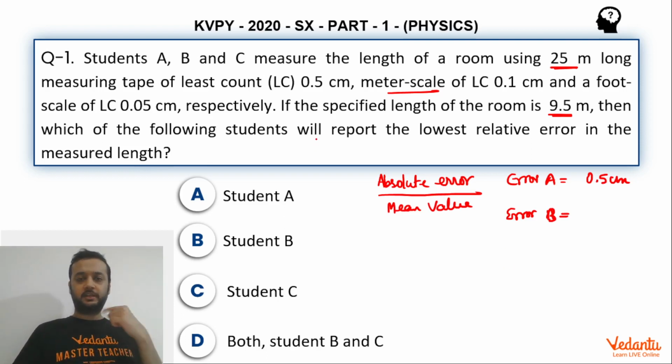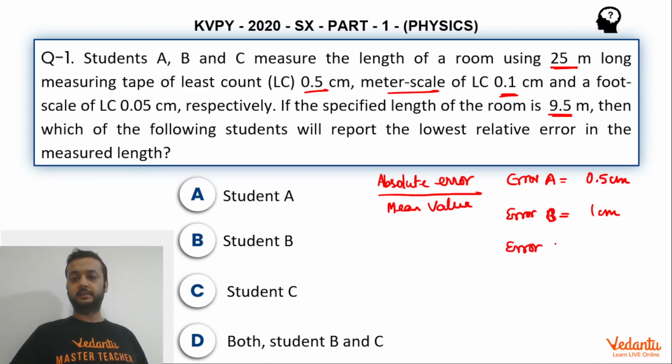So every time you measure it, you will have an error of 0.1 centimeters. So we can say that in 10 times, the total error will be 1 centimeter, 10 into 0.1. So the error in the measurement of B will be 1 centimeter.